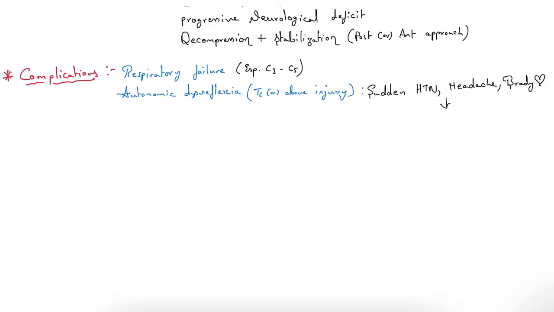Next one, autonomic dysreflexia. Autonomic dysreflexia occurs with an injury at T6 or above, and then we can see sudden hypertension, headache and bradycardia, and we have to remove triggers. Removing triggers means things like a full bladder or constipation.